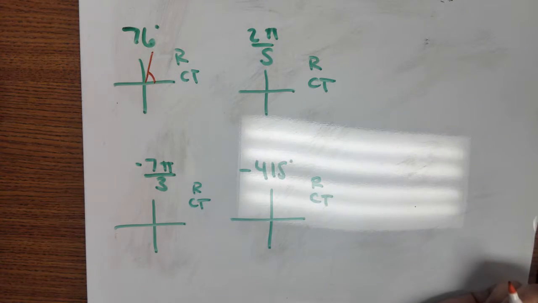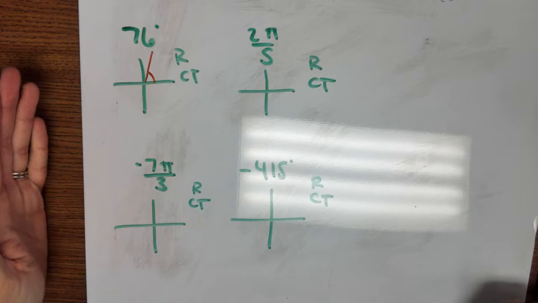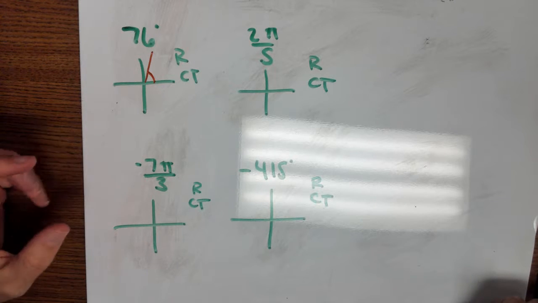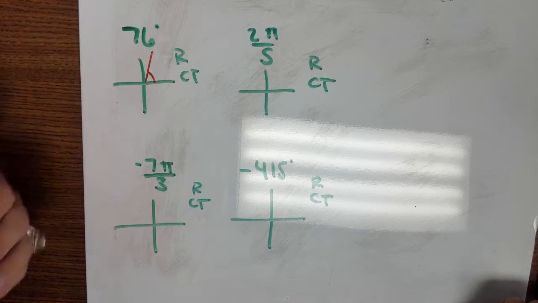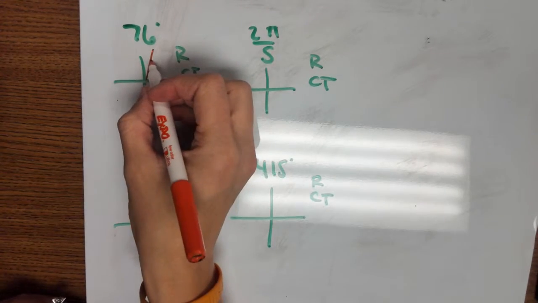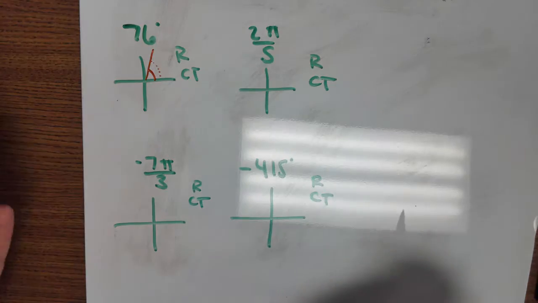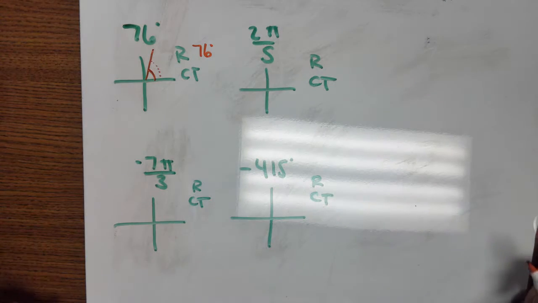There's my 76. Your reference angle always has to be acute. So it has to be less than or equal to 90. And it's always what does it take to get to the closest x-axis, basically. So for this angle, it fell in the first quadrant. Well, to get back to that x-axis in the shortest amount of time would be 76 degrees. So my reference angle is 76 degrees. It's always positive, it can never be negative, so think of it that way.